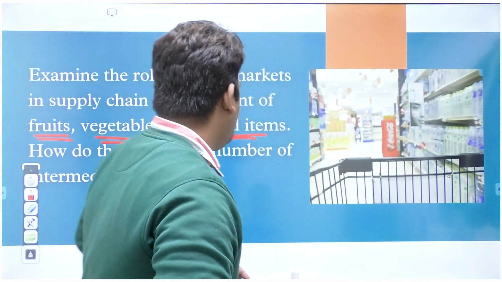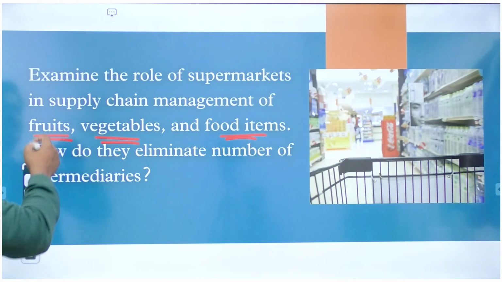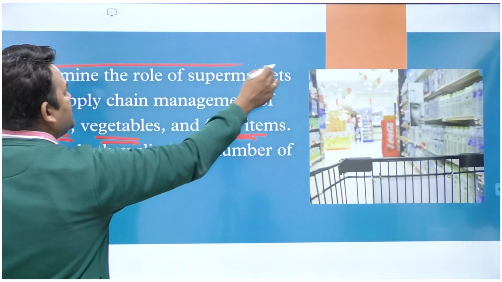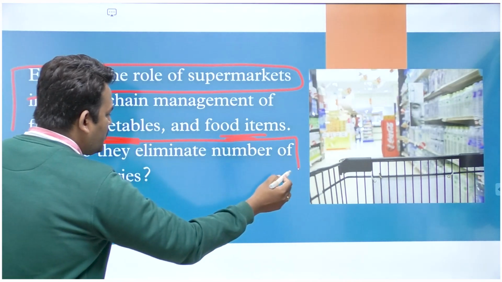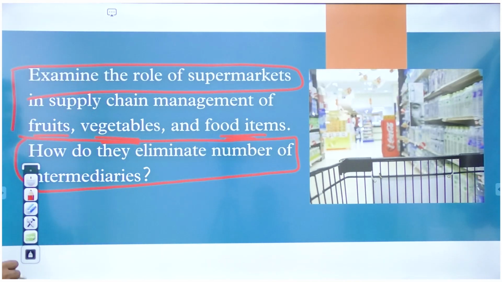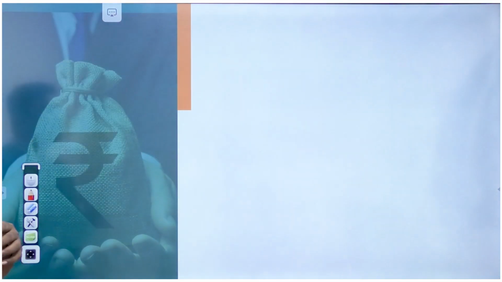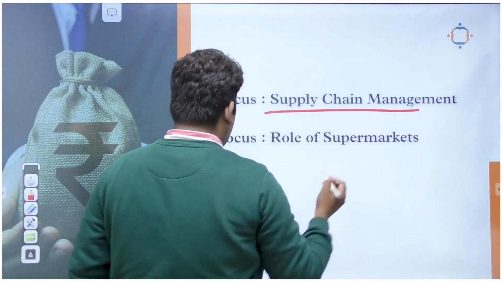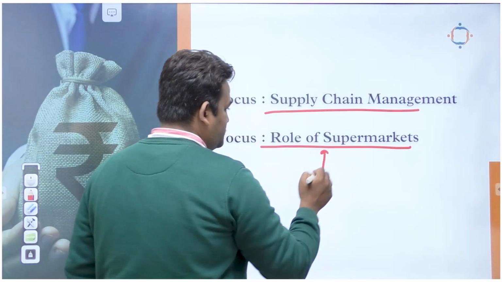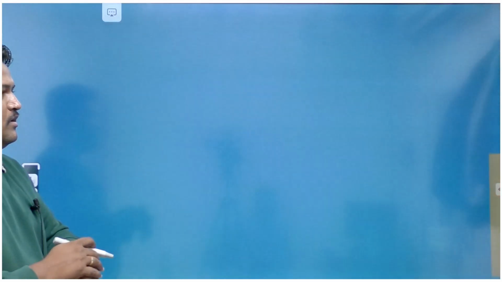Okay, here also when we decode the question, we get 2 parts. Examine the role of supermarkets is the first part of our question. How they eliminate number of intermediaries in the agricultural market is the second part of our question. Okay, when we move towards, let's say, locus and focus of the question, locus here is supply chain management and focus is role of supermarkets. Okay, from this context we have to write the answer here.